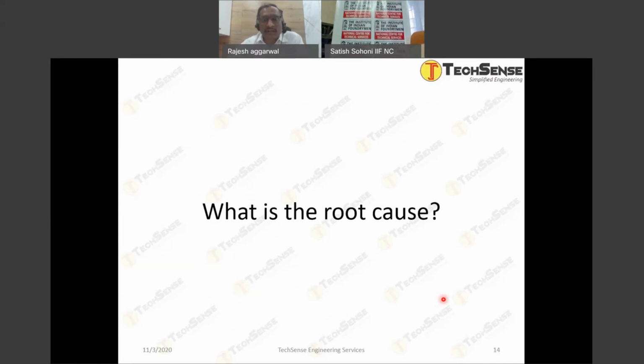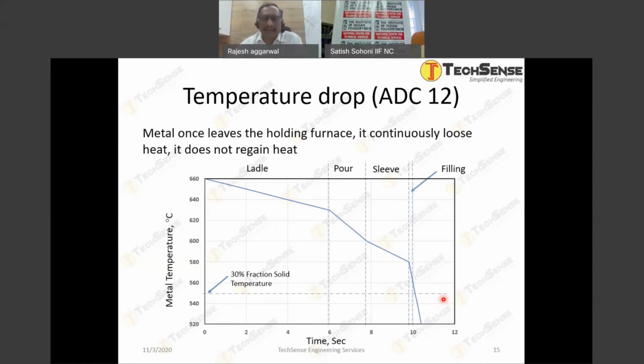So let us try to understand the root cause. As some of you might have gone through, once metal leaves the holding furnace, it continuously loses heat. It does not regain the heat. The temperature of the metal at the holding furnace is 660, assuming it is 660 for ADC 12. As it is picked up in the ladle, it will lose temperature. It is poured into the shot sleeve for phase 1, the filling happens in the cavity and the solidification happens inside the die. So the metal leaves the holding furnace, it continuously loses heat. It will not regain the heat. Overall, we're talking in general, as an overall scenario, to understand the basic phenomena.